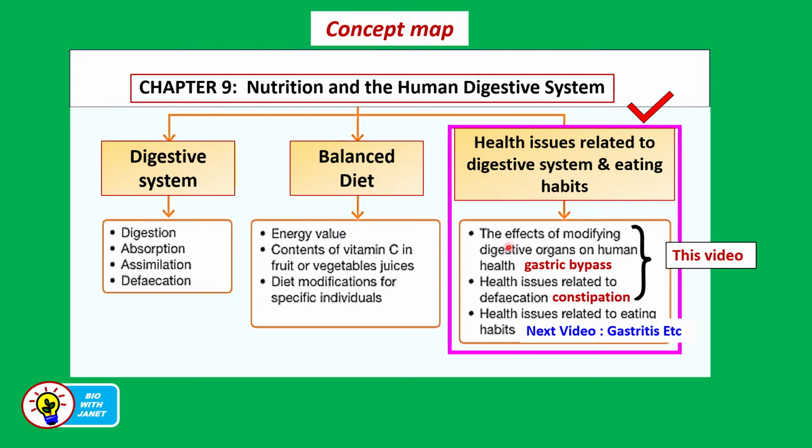The first video is on the effects of modifying digestive organs on human health, especially in the gastric bypass operation or surgery. Okay, and then health issues related to defecation. So we'll be discussing the role of fiber in helping defecation to occur. Now, the last one, health issues related to eating habits. This will be discussed in the next video.